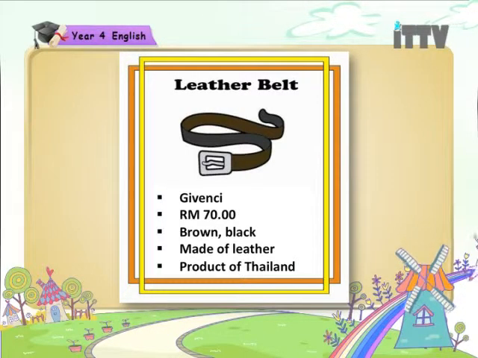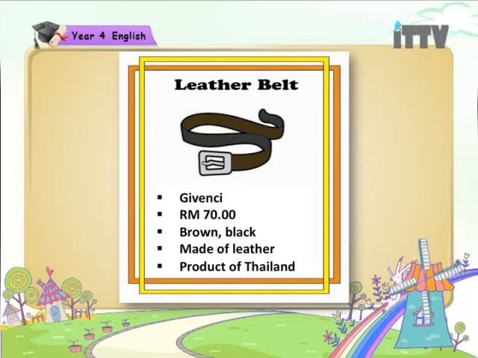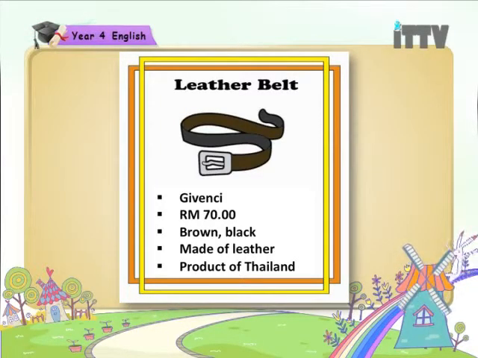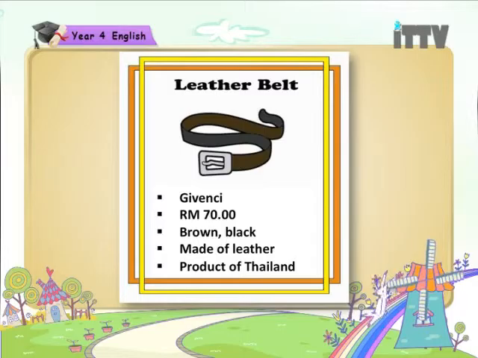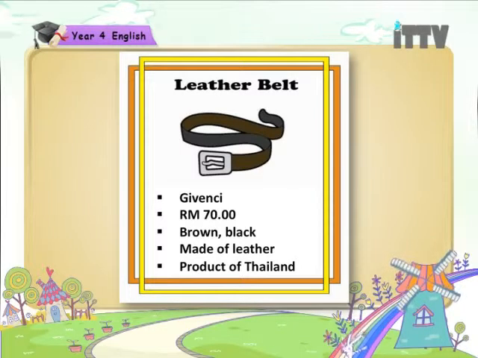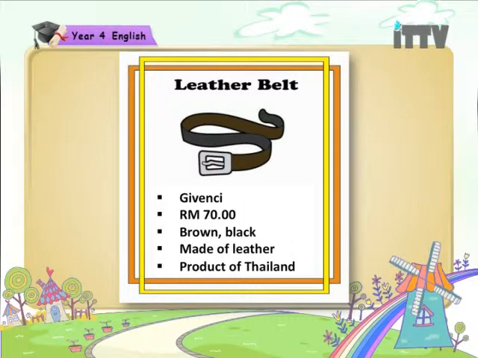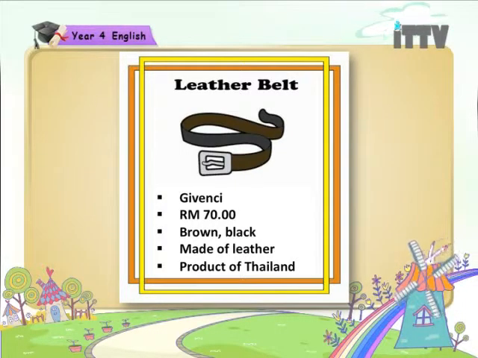Now this is a leather belt. Its brand name is Givenchy. It is RM 70. Now it comes in two colors, brown and black. It is made of leather. And this product is from Thailand.